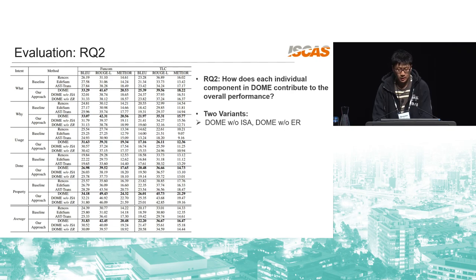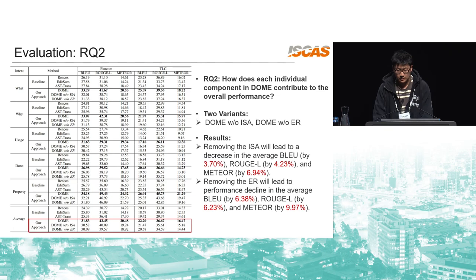The second research question is how each component in DOOM contributes to the overall performance. To answer this question, we compare DOOM with two variants. The first is DOOM without ISA, which replaces the intent-guided selective attention with vanilla cross attention to generate comments. The second is DOOM without ER, which removes the example retriever and only uses the encoder-decoder framework to generate comments. The results show that both the ISA and the ER components have positive contributions to the performance of DOOM.